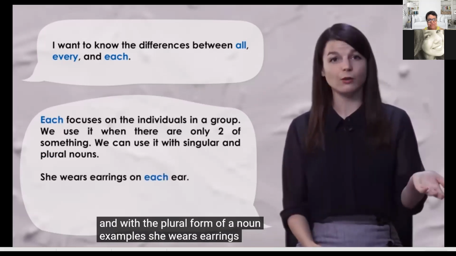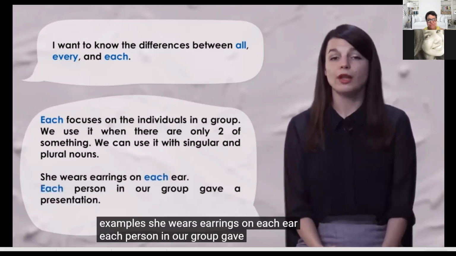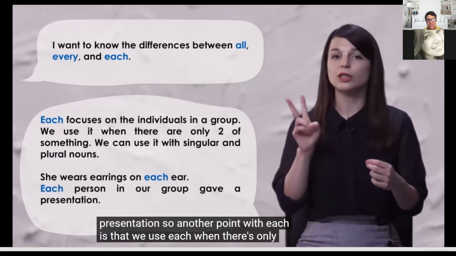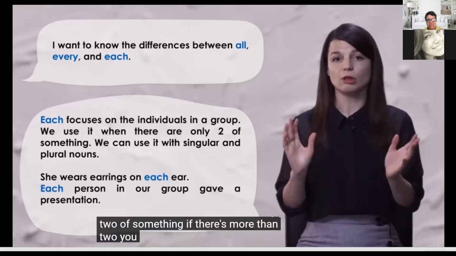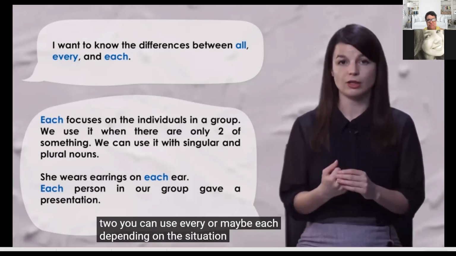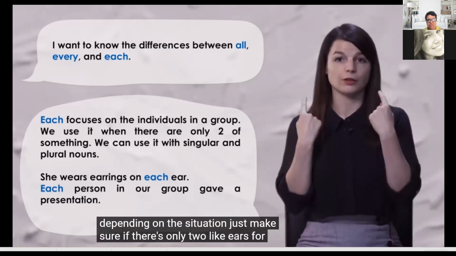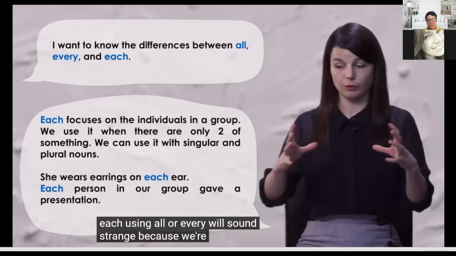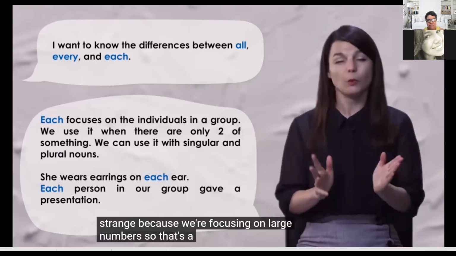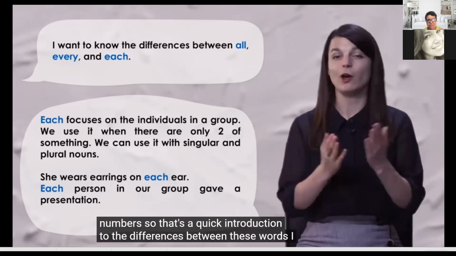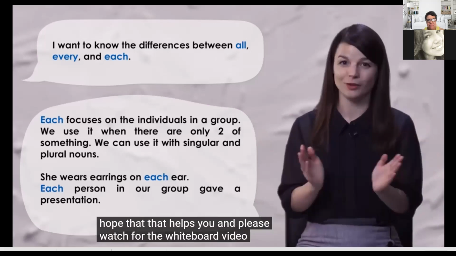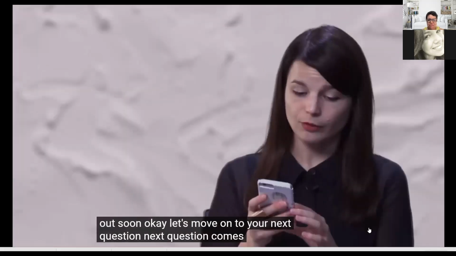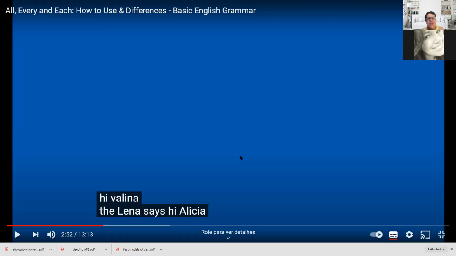Examples. She wears earrings on each ear. Each person in our group gave a presentation. So another point with each is that we use each when there's only two of something. If there's more than two, you can use every or maybe each, depending on the situation. Just make sure if there's only two, like ears, for example, or arms or legs, make sure to use each. Using all or every will sound strange because we're focusing on large numbers. So that's a quick introduction to the differences between these words. I hope that helps you, and please watch for the whiteboard video to come out soon. Okay, let's move on to your next question. Next question comes from Velina. Hi, Velina. Velina says, hi, Alicia.